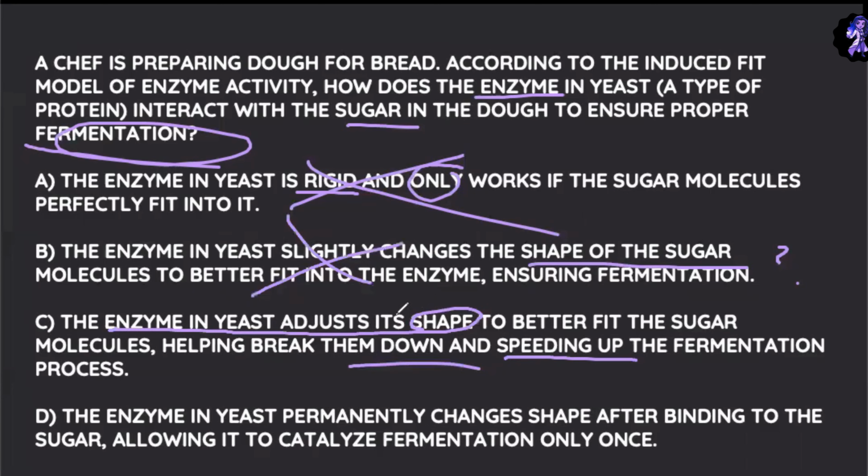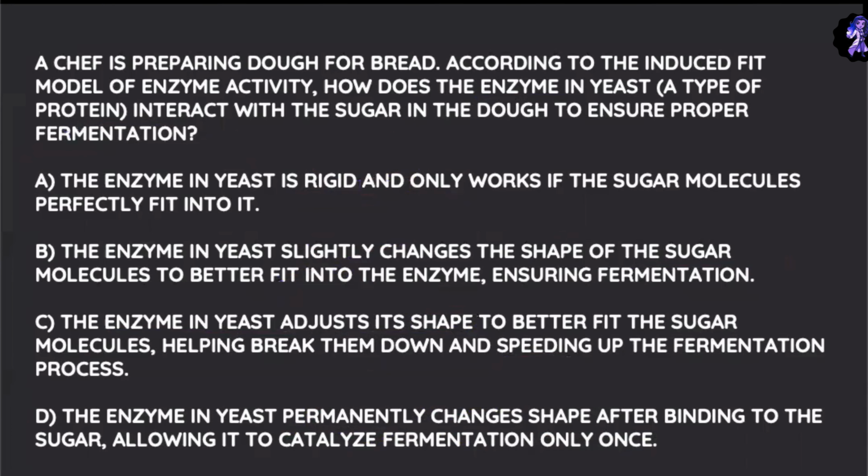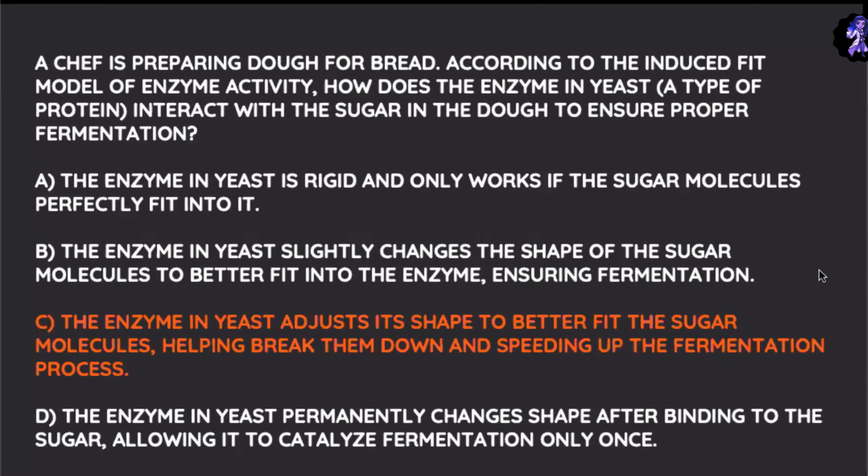And answer choice D basically says the enzyme in the yeast permanently changes its shape after binding to sugar, allowing it to catalyze fermentation only once. Once again, these are extreme answers. It doesn't give exceptions, so I really don't like permanently either because that's an extreme answer. So I favor the answer choice C, and C is the correct answer.